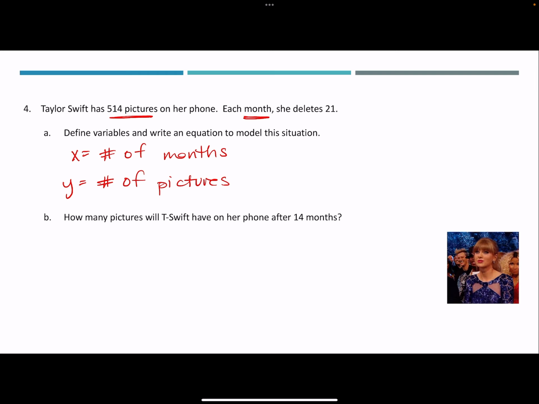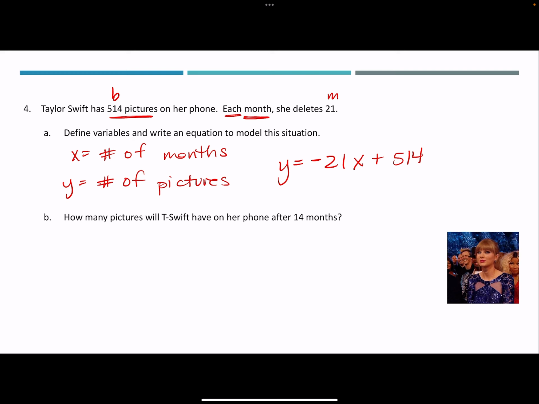So now I have my variables. I'm thinking about my equation. How many does she begin with? Her B. She begins with that number, right? And then each month, so this is her M, but let's think about this. She's actually deleting pictures. So her slope is actually negative. This one's tricky. It's negative 21x plus 514. Because she starts with 514, but we're taking away every month. So that's why that slope would be negative.